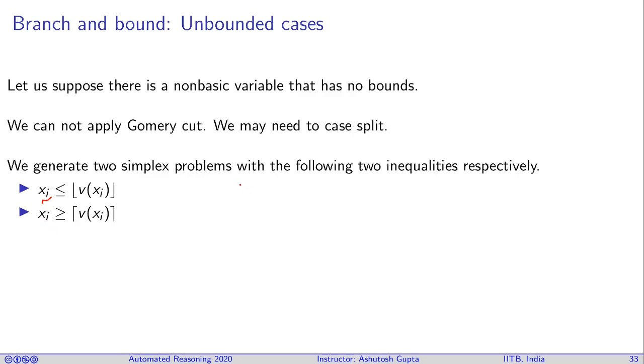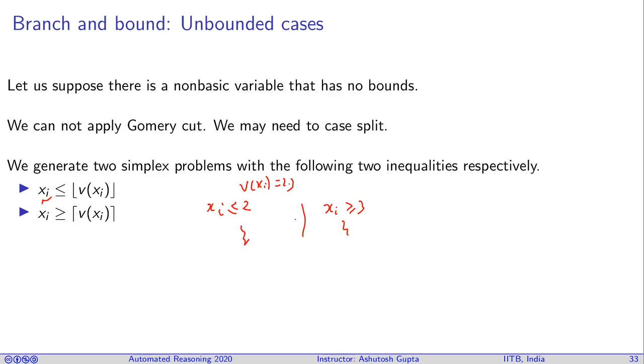Let's suppose the current assignment of vxi is 2.3. So what you can do is create a problem where the added constraint is vxi less than or equal to 2, and another problem in which xi is greater than or equal to 3, and you solve these two separate problems. If any one of them becomes satisfiable, you have a solution, otherwise you have unsatisfiability.